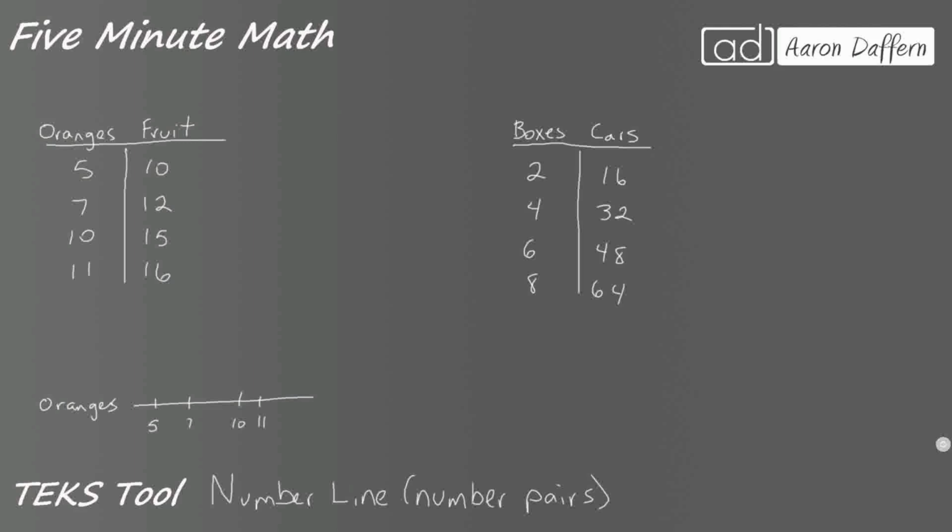I'm going to try to spread them out, so they're closer if it's 10 and 11, and they're farther if they're 7 and 10. But if you don't, that's fine. The magic comes when you build your second one.